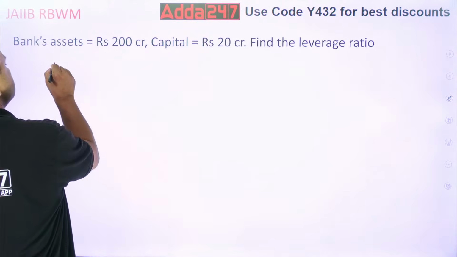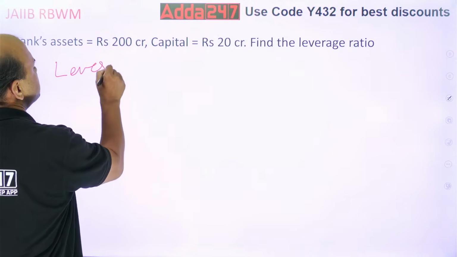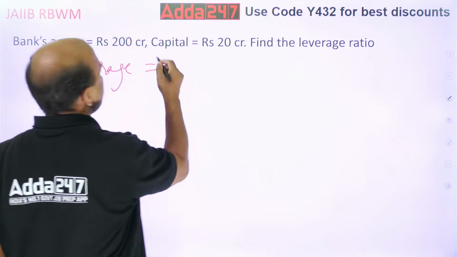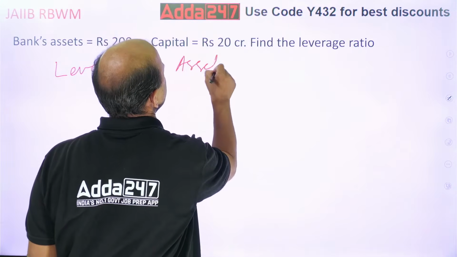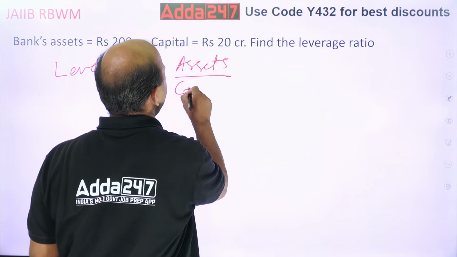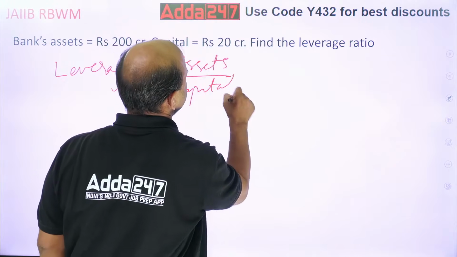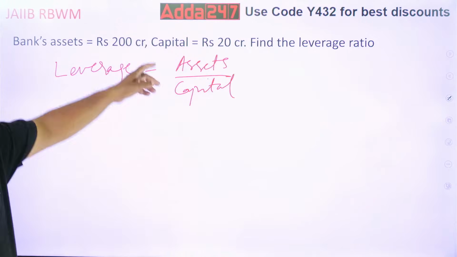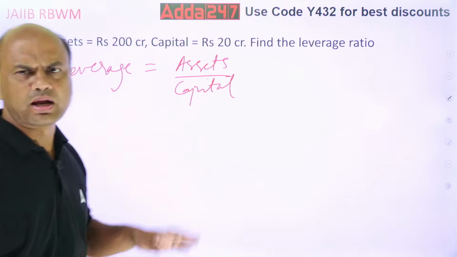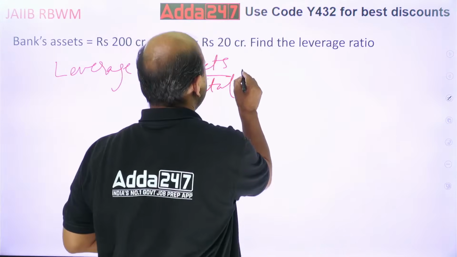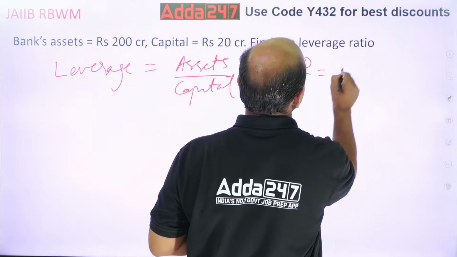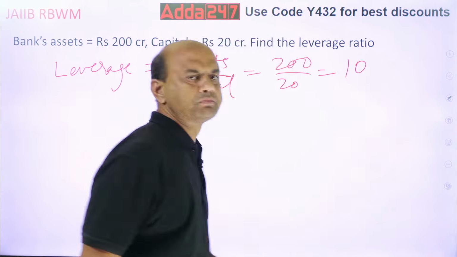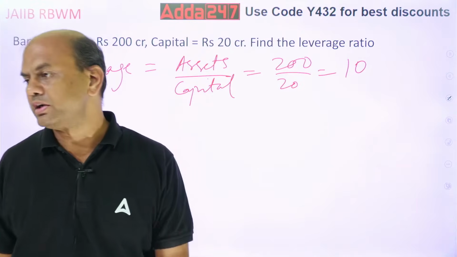10 is the answer. Leverage equals your assets upon capital. Kindly remember this. So that is equal to 200 upon 20. Got it?